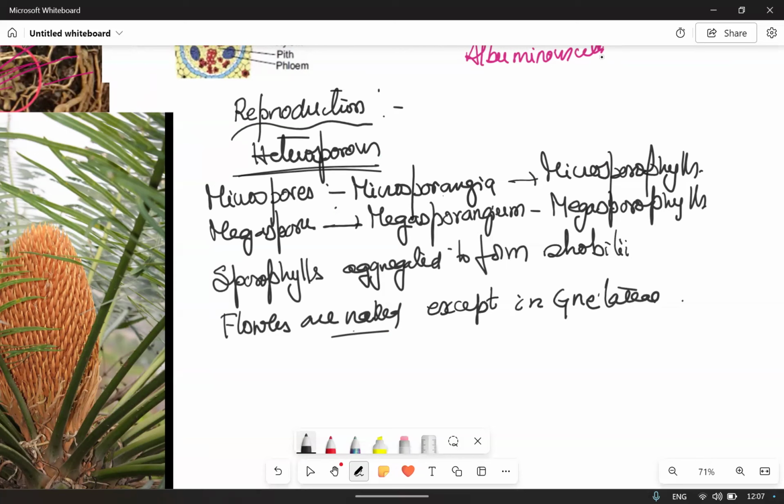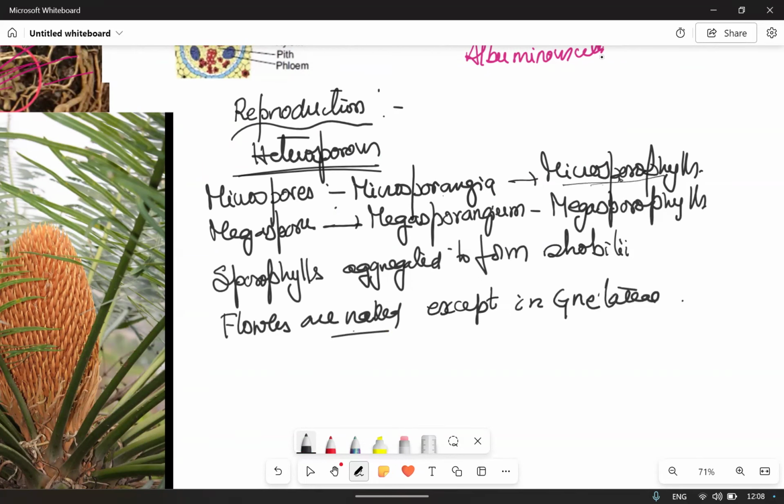Okay. So the strobili bearing microsporophylls and microsporangia are called microsporangiate. Strobili bearing megasporangia and megasporophylls are called megasporangiate.